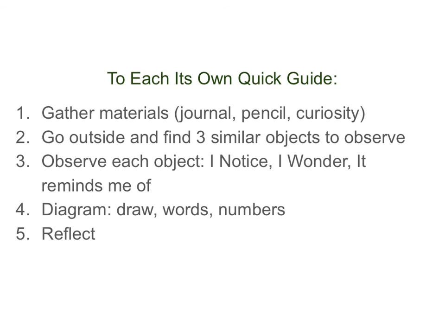Here's a quick guide. Step 1, gather materials. Step 2, go outside and find 3 similar objects to observe. Step 3, observe each object. Remember, I notice, I wonder, it reminds me of. Step 4, an accurate diagram includes a drawing, words, and numbers. And finally, reflect on your work.